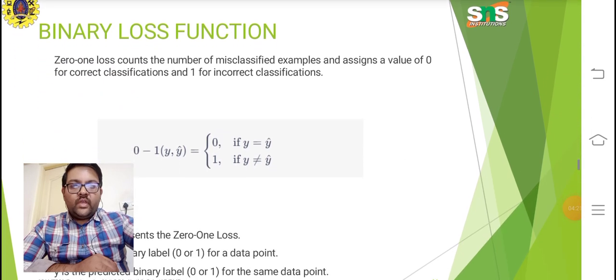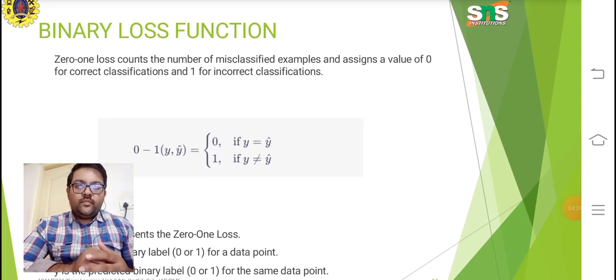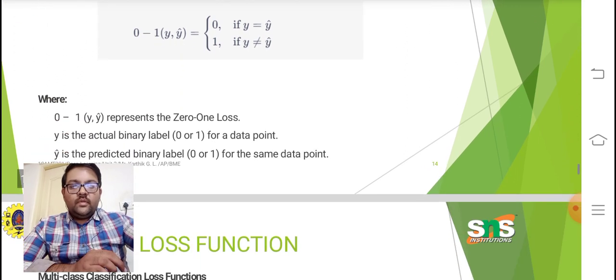Then, the 0-1 loss function. Binary means 0 or 1. The 0-1 loss counts the number of misclassified examples and assigns a value of 0 for a correct classification and 1 for an incorrect classification. So the 0-1 loss is 0 if y is equal to ŷ, meaning the predicted value is equal to the actual value. If y is not equal to ŷ, then we give the value 1.